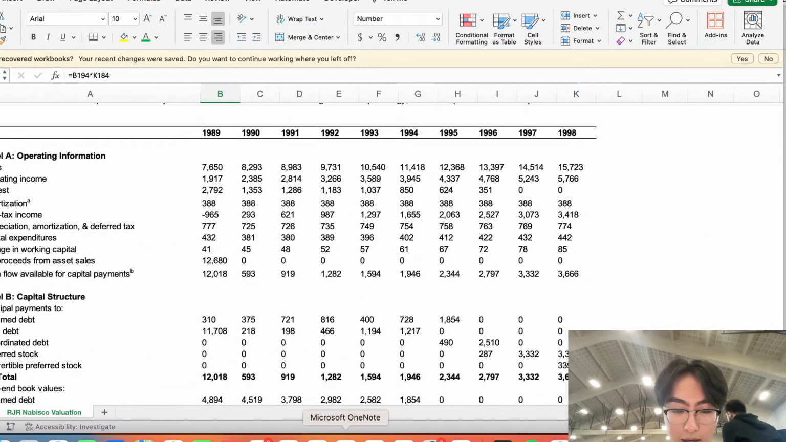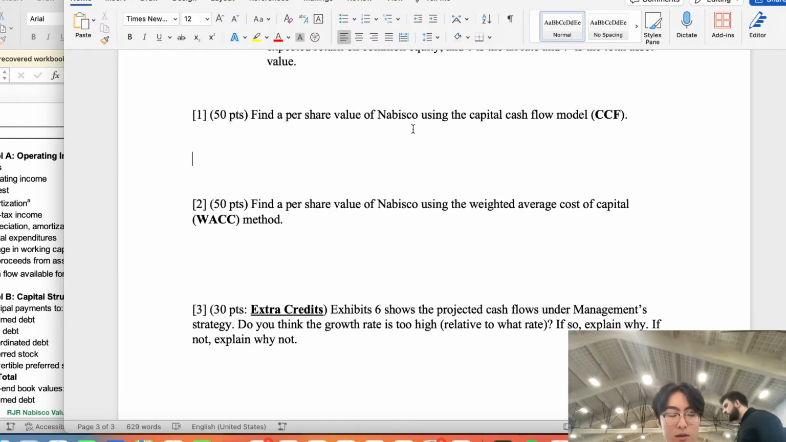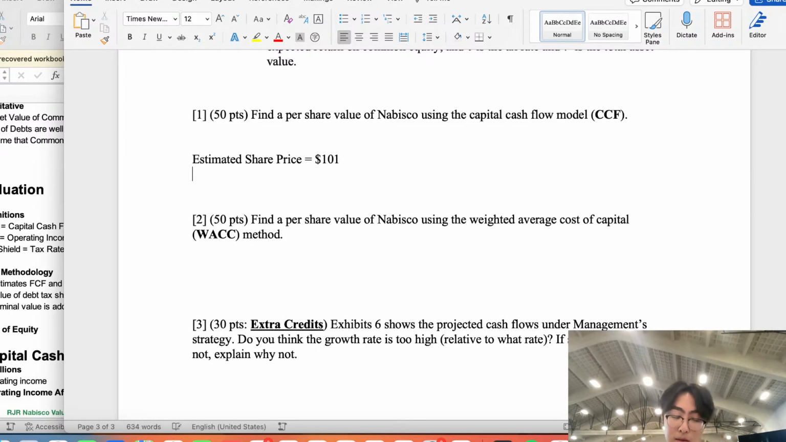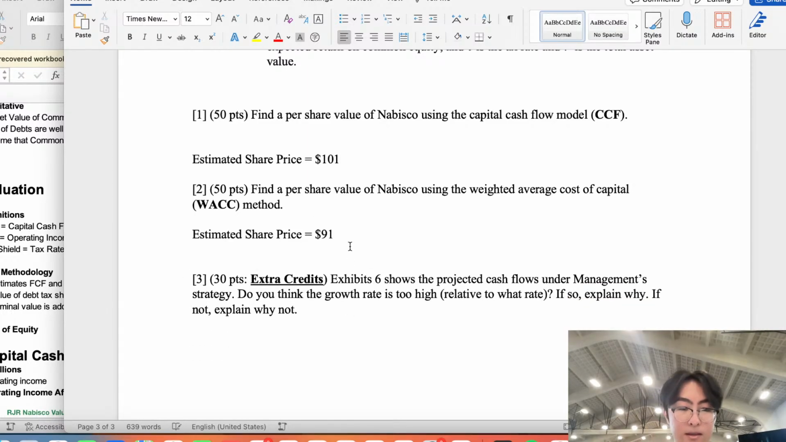I might add on the Word documents. So estimated share price 101. Estimated share price 91. Okay. See Excel.